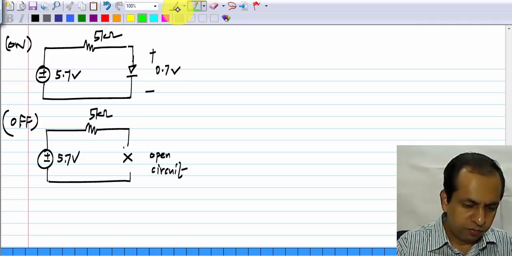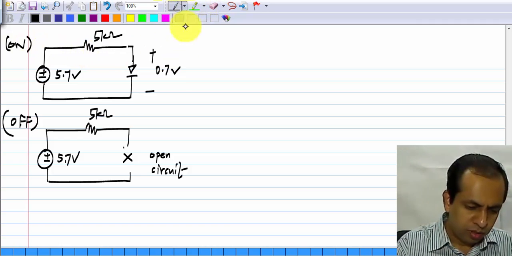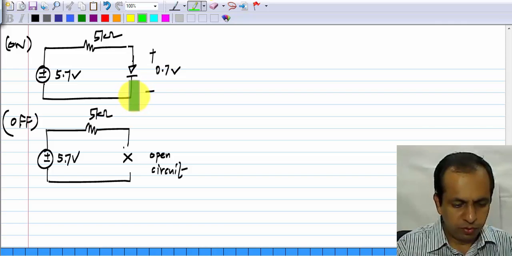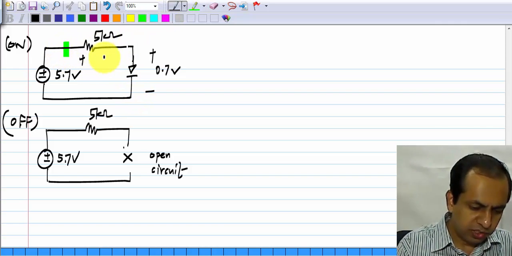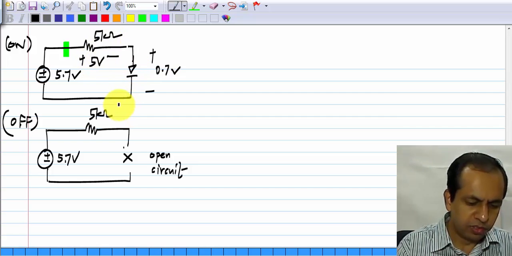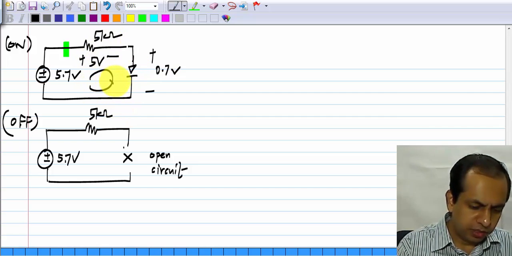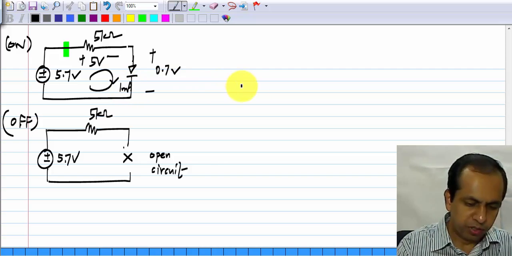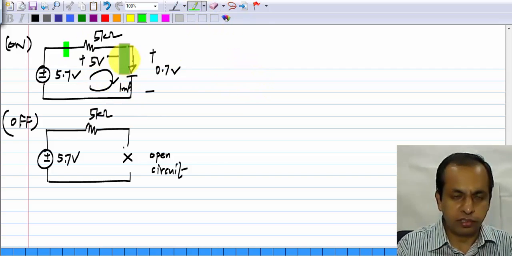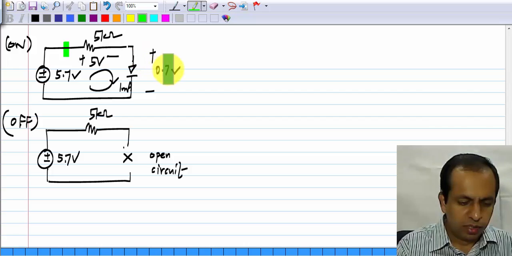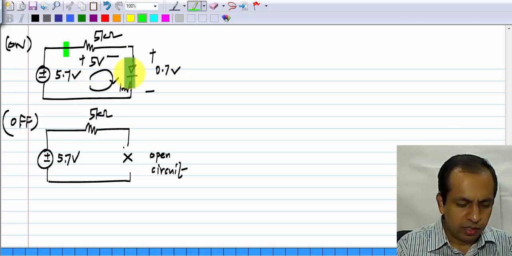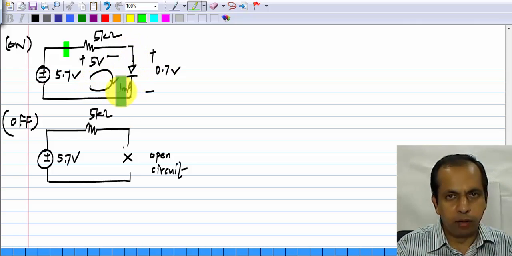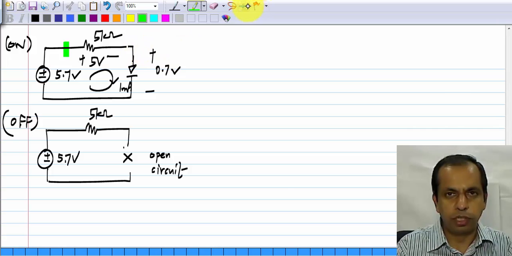So, first of all, if I assume the diode to be on, then I have 0.7 volts across this and 5.7 volts here. So, the voltage across this resistor is 5 volts. So, the current in this is 1 milliampere. And clearly in this case there is no contradiction, because the diode voltage is 0.7 volts if there is a forward current flowing, and with that assumption we calculated this and found that the forward current is 1 milliamp. So, what we calculate is consistent with that.